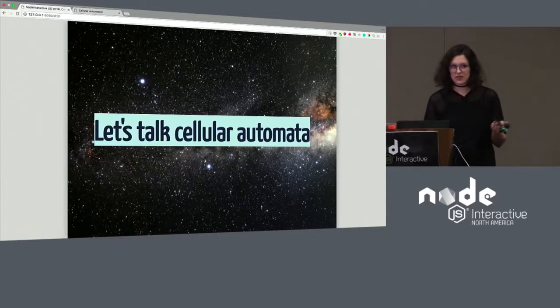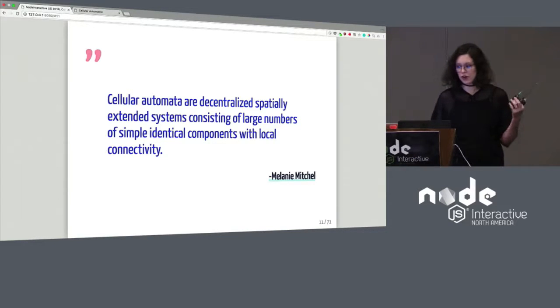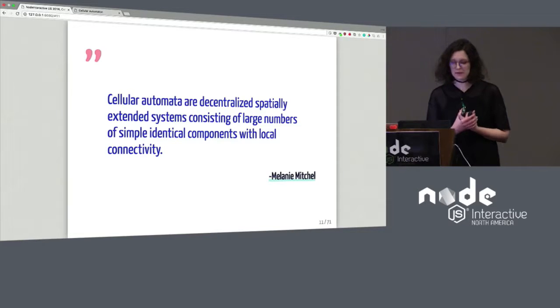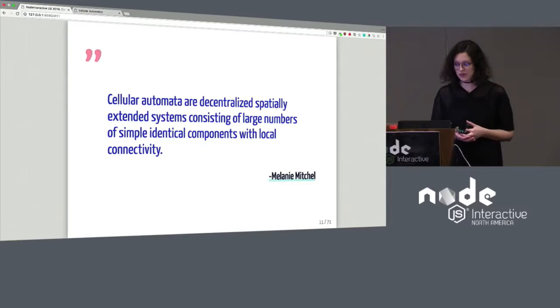OK. Let's talk about cellular automata. So Melanie Mitchell, in one of her papers on computational theory and cellular automata, describes it as decentralized, spatially extended systems consisting of large numbers of simple identical components with local connectivity, which is also kind of a mouthful.